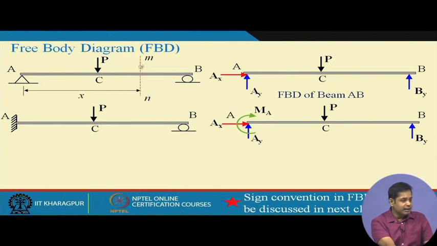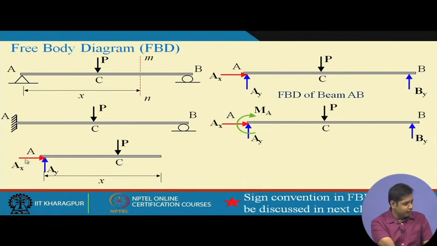Now, suppose I take a section here. Then we have two parts, one is this part and another one is this part. Suppose I need to draw the free body diagram of this part and this part separately. You take this part, and then this hinge is replaced by equivalent forces, and this part will be treated the same as fixed support. These things will be more clear when we talk about internal hinge.